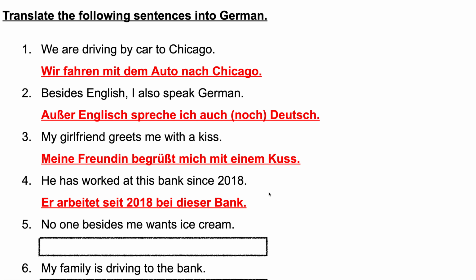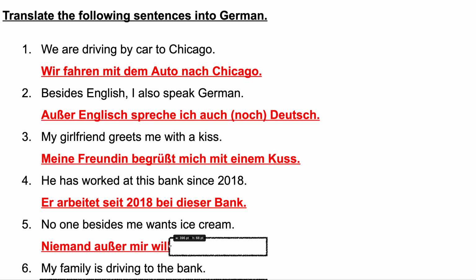Number 5. No one besides me wants ice cream, which is very unfortunate. So, we want to know the word for no one, which in German is niemand. Niemand is no one, since no one in my classes would actually know what that word is. Here it is. Besides me wants ice cream. Niemand außer mir, no one besides me. Außer being the besides part, and mir is the me part.